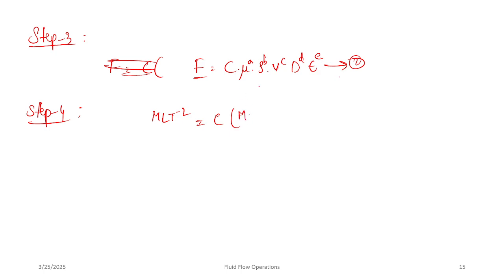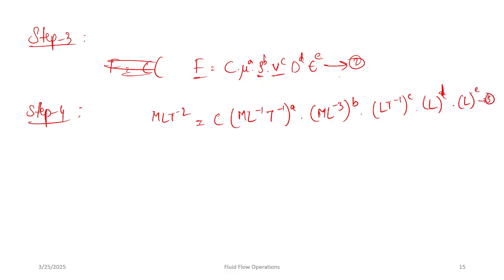M L power minus 1 T power minus 1, right? For A into density, which is M L power minus 3, kg per meter cube, right? So it will become M L power minus 3 power B into L T power minus 1 into C. I'm just directly writing down. So velocity is L T power minus 1, right? And diameter is L for D and roughness is L for E. Okay, so that's equation number 3.